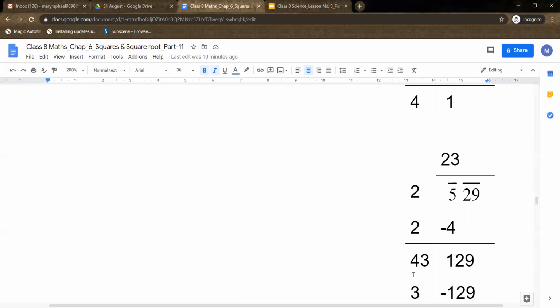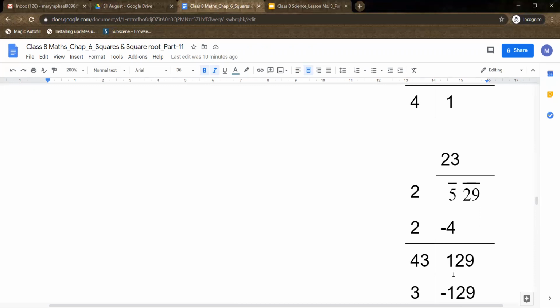If that is not possible, then find 42 twos. 42 twos are 84, which is also smaller than 129. Then find 43 threes. That is, the new digit coming after 4 is 3, so it becomes 43. Then we multiply that number with the quotient digit 3. So the quotient place also has 3. So 43 threes are 129, which is exactly equal to the dividend.